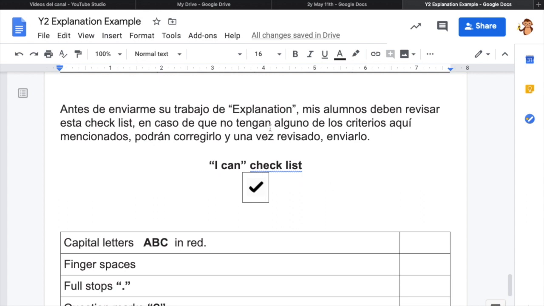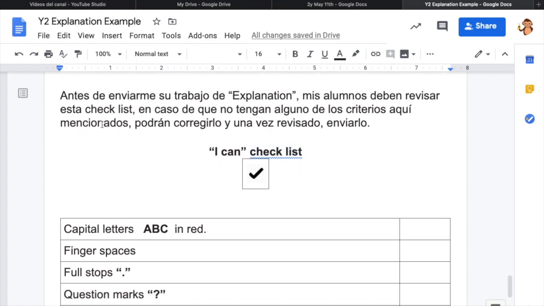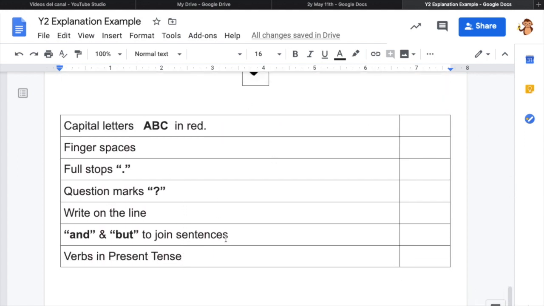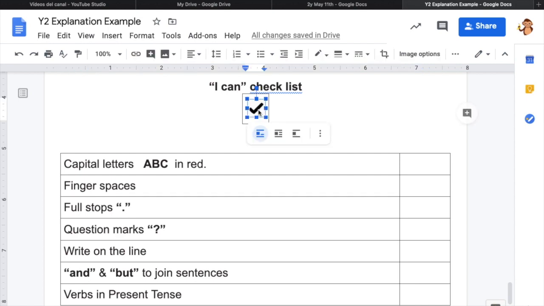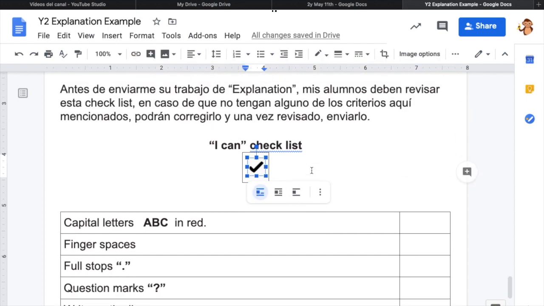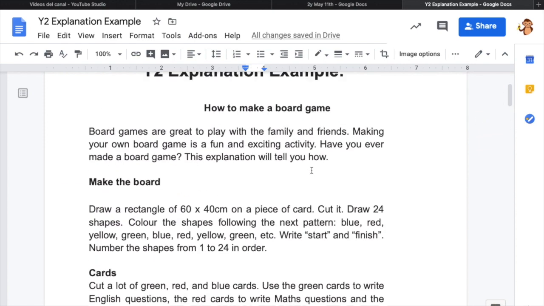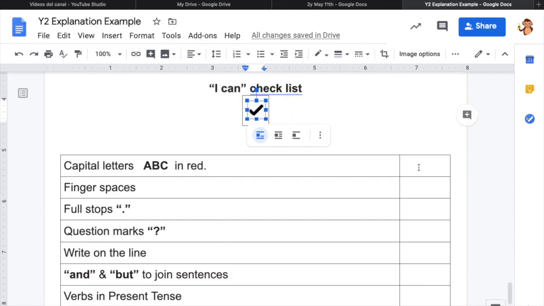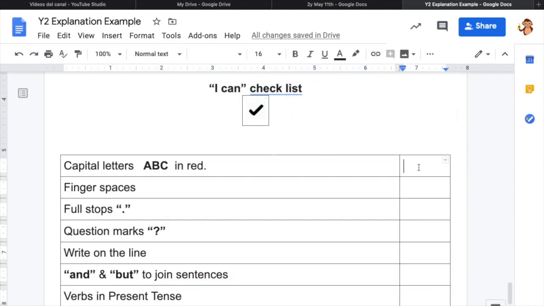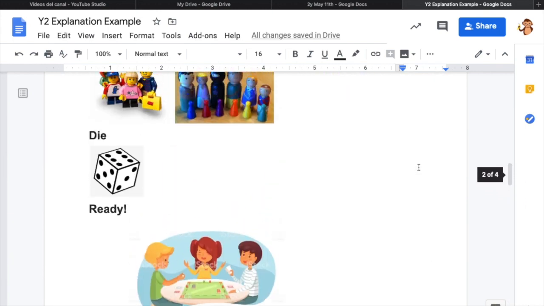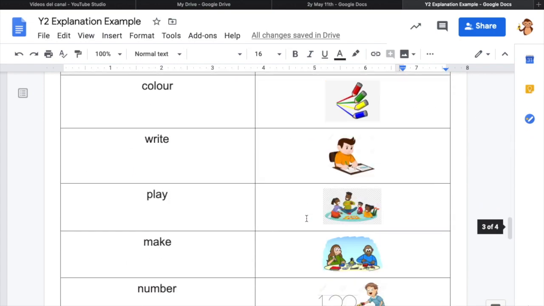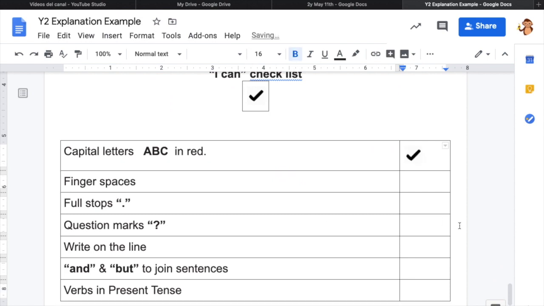And then before sending me your explanation, guys, please check this list, okay? And if you have to go through each one of these steps, and if you notice that there is something you haven't done, please do it first. Go back to your explanation, correct it, and then send it to me. So you're going to be careful about using capital letters. You're going to check, have I used capital letters? Let me see. Okay, yes, I used capital letters at the beginning of each sentence. Done. So you're going to tick it.